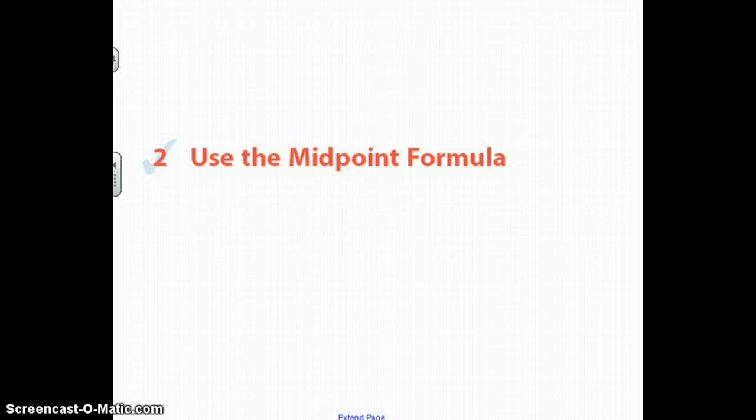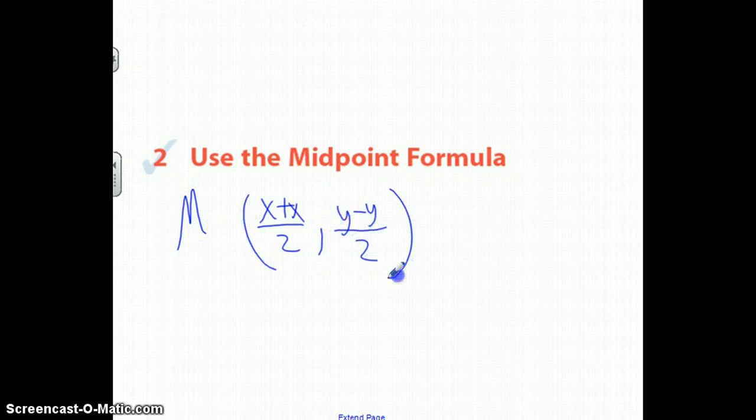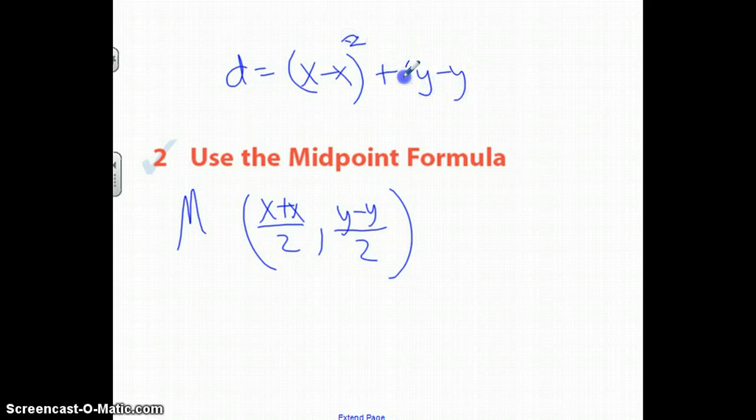The midpoint formula is a little confusing. Sometimes students mix up the midpoint formula with the distance formula, because for the distance formula I was actually subtracting the x's and finding the difference between them, and same with the y's. So be careful. For the distance formula I'm subtracting, but for midpoint I'm adding because I want to average the points.